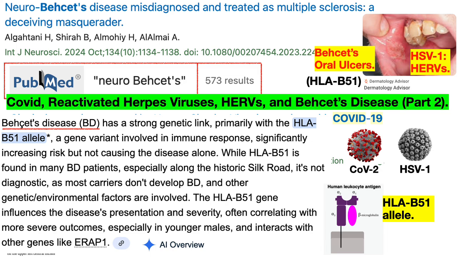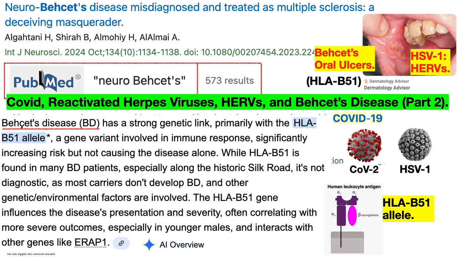Behçet's disease has a strong genetic link, primarily with the HLA-B51 allele, a gene variant involved in immune response, significantly increasing risk but not causing the disease alone. While HLA-B51 is found in many Behçet's disease patients, especially along the historic Silk Road in the Middle East and Central Asia, it is not diagnostic, as most carriers do not develop Behçet's disease, and other genetic and environmental factors are involved. The HLA-B51 gene influences the disease's presentation and severity, often correlating with more severe outcomes, especially in younger males, and interacts with other genes like ERAP1.